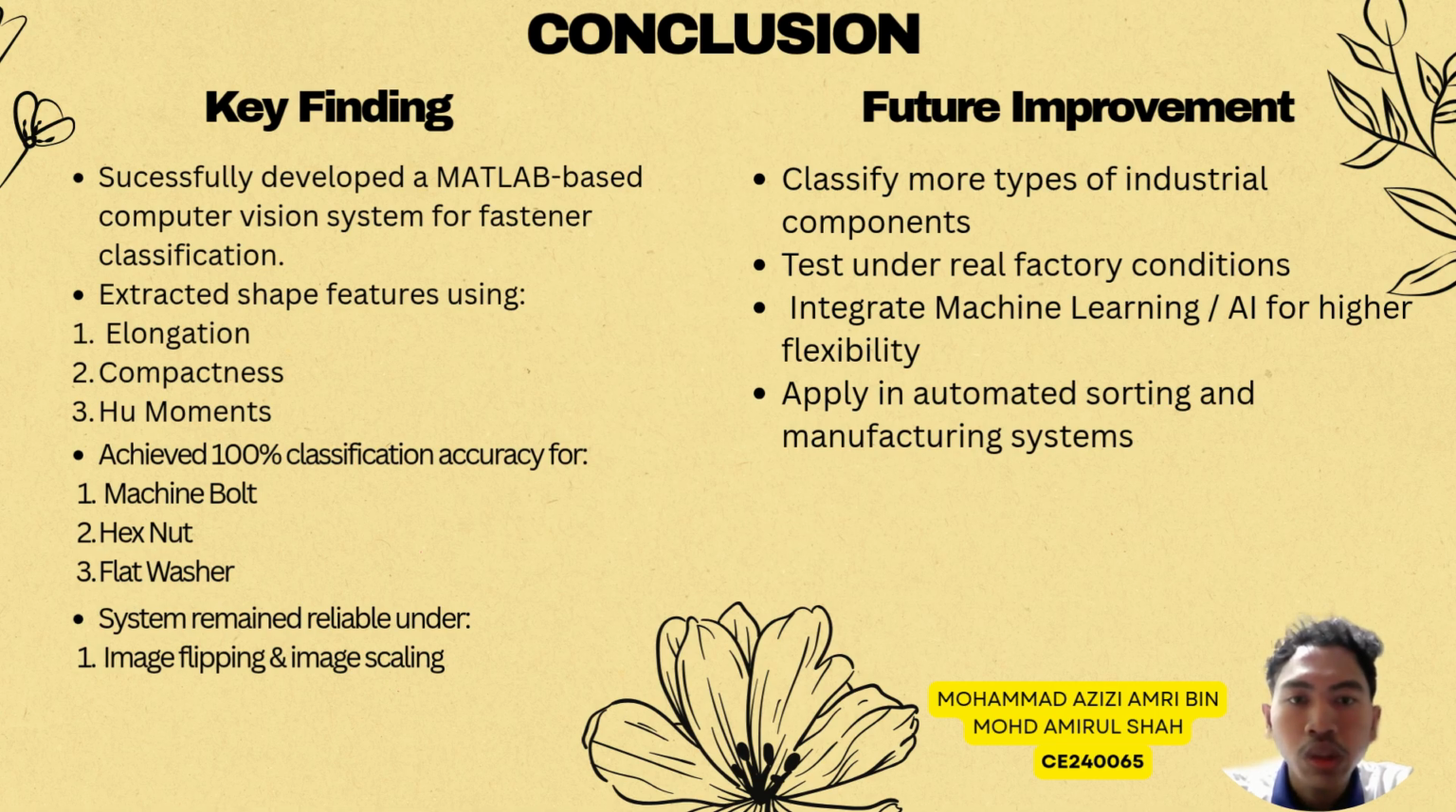For individual improvement, first, classify more types of industrial components. Second, test under real factory conditions. Third, integrate machine learning and or AI for higher flexibility in fastener classification. And the last is to apply it in automated sorting and manufacturing systems for industrial automation applications.